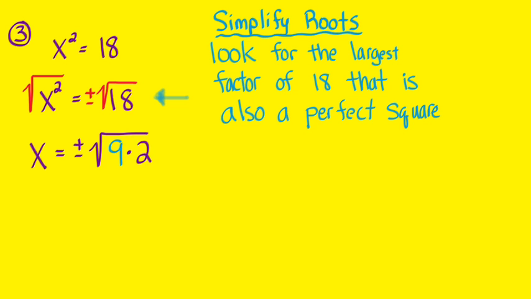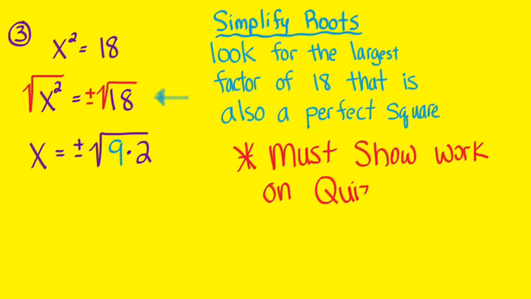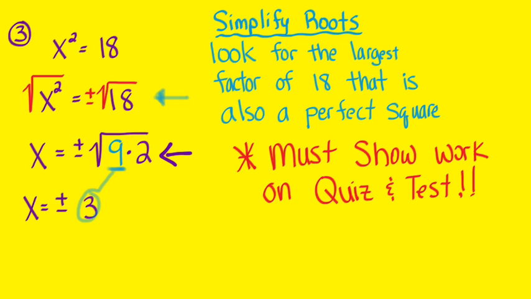So we know that 18 is 9 times 2. Now I cannot square root 2, but I can square root 9. So I square root the 9. And so I have x equals plus or minus, right? There's a little reminder here. You have to show all these steps on a quiz or a test. Plus or minus this 3, because we're going ahead and squaring that out, times the square root of 2.